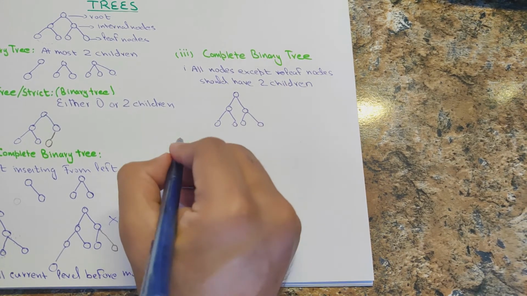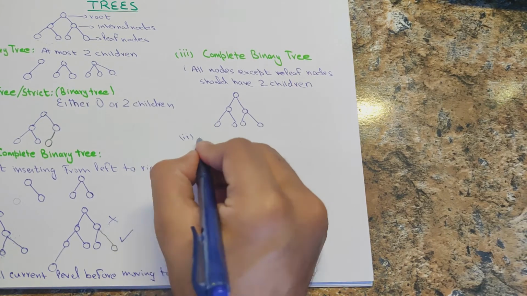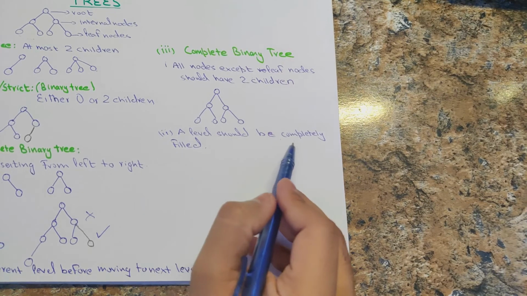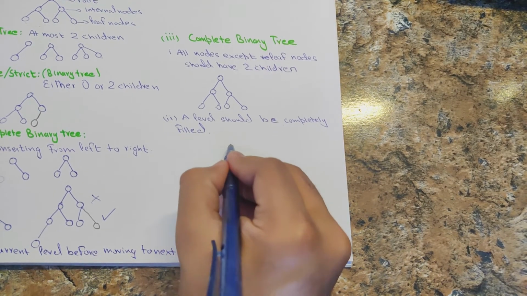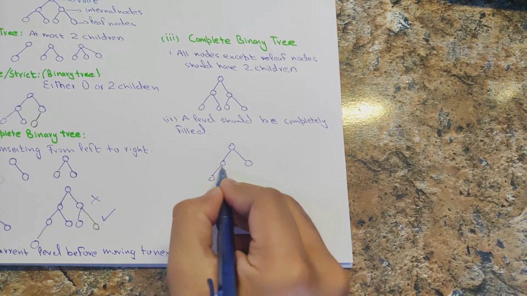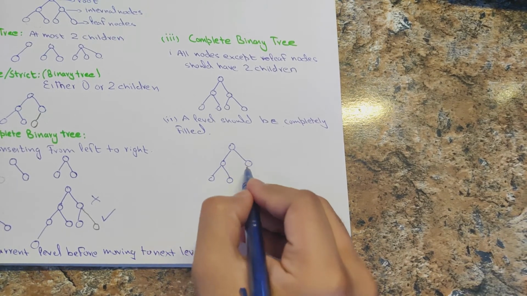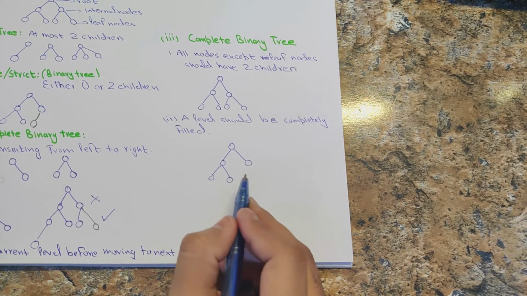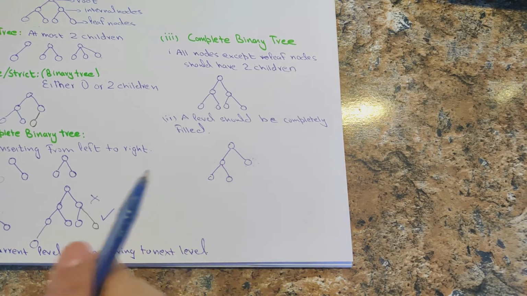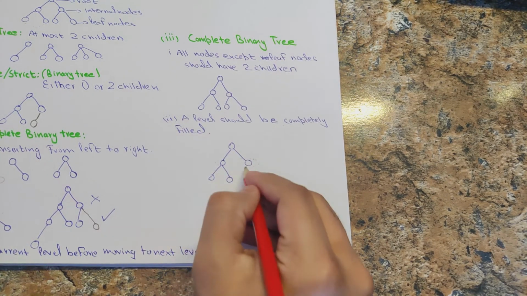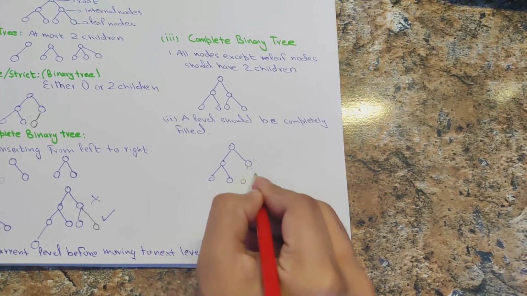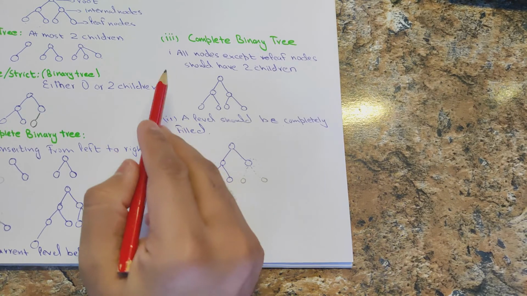Now there's one more condition that we need to understand. The second thing is that a level should be completely filled. Let's see how. For example, if I draw a tree like this, is this a complete binary tree? No. Why not? Because this level is not completely filled. There is still some space for having children at this point. So if we add children at this point like this, now this is a complete binary tree.